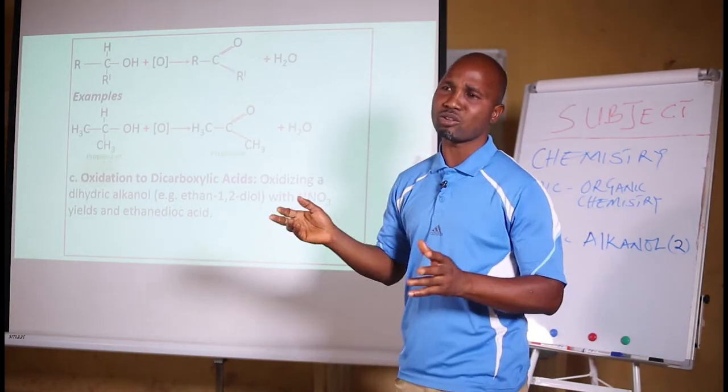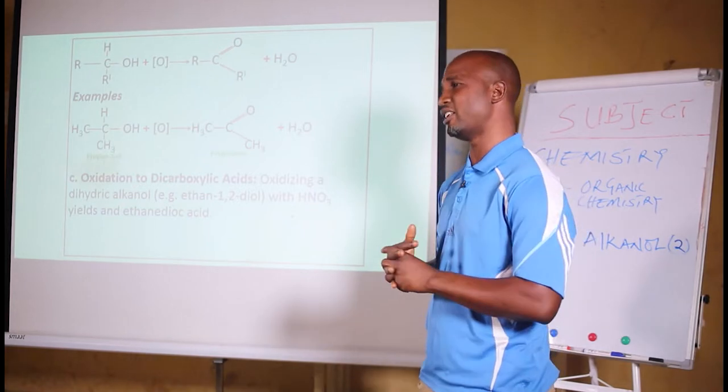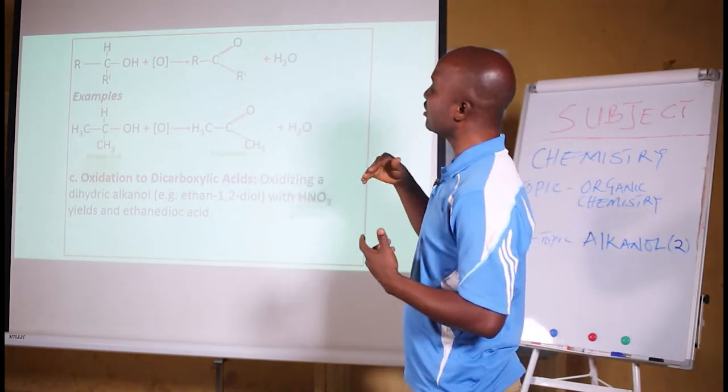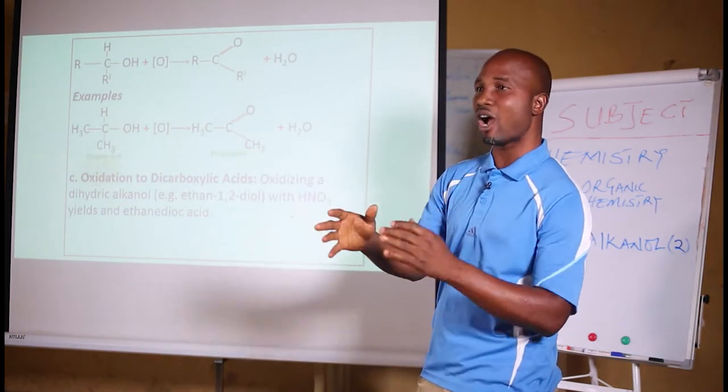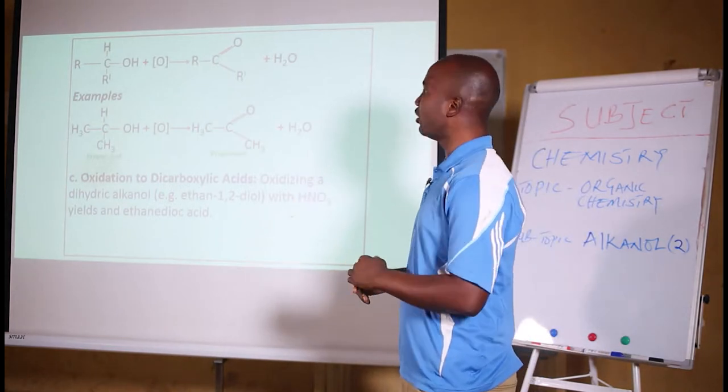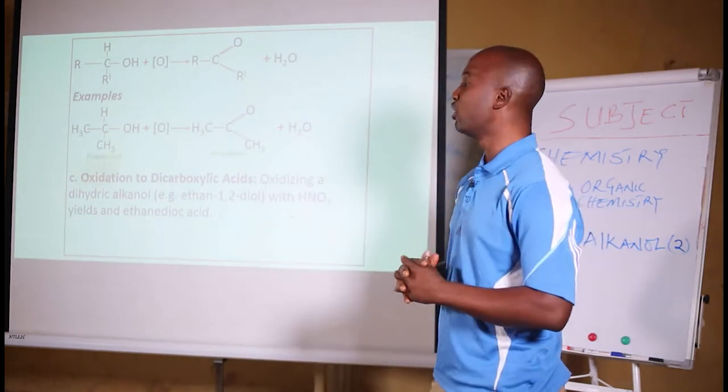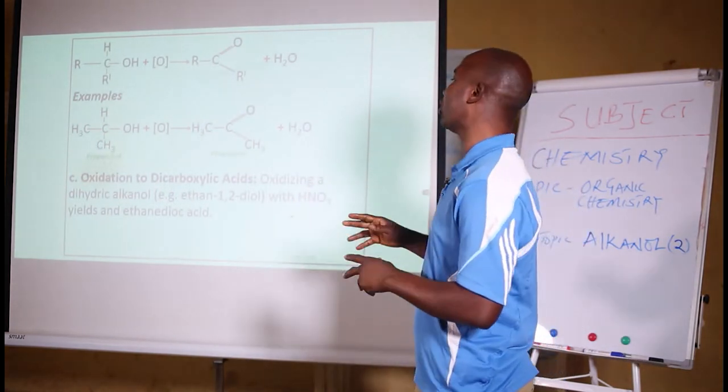Tertiary alkanols do not undergo oxidation under ordinary conditions. And that is why you have seen the oxidation of primary alkanols to give you alkanals and alkanoic acids. And of course, the oxidation of secondary alkanols to give you alkanones.